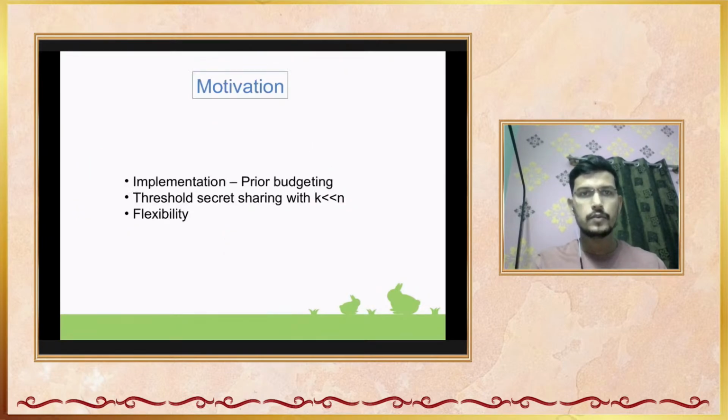Now, the motivation behind this work is, from an implementation point of view, that we might need a prior budgeting of the work to be done. This is very clearly visible in the case of k-out-of-n threshold secret sharing, where k is a very small threshold compared to the total number of participants involved. You may think of it as 2-out-of-n or some other lesser valued thresholds. And there is also the notion of flexibility in the case of malicious adversaries in secret sharing, which invokes this work.